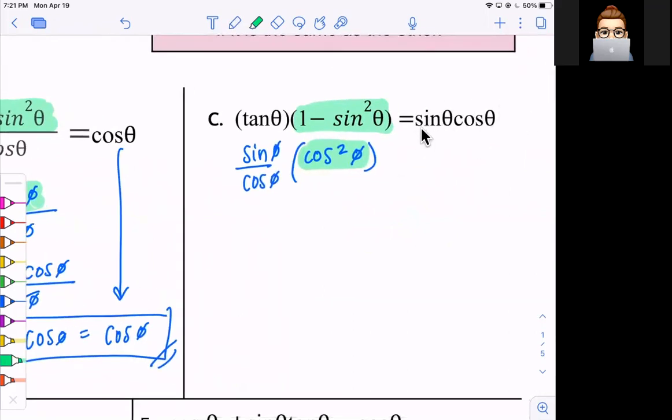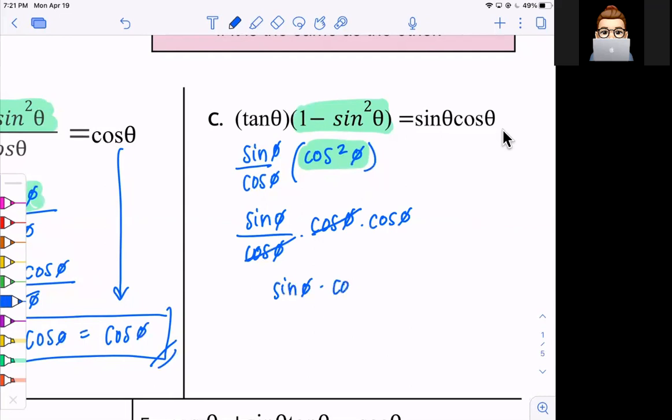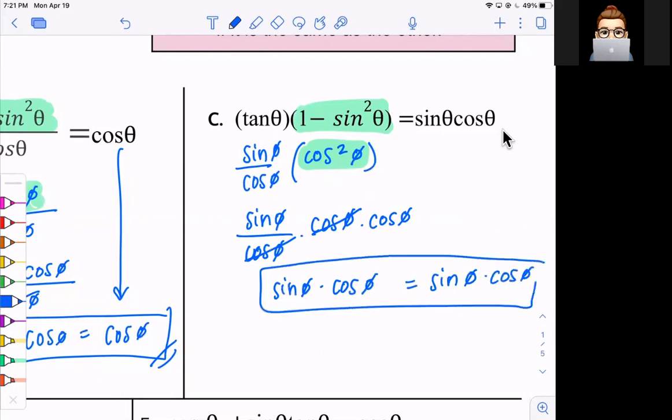So I'm going to try not to touch that side, the less complicated side. I'm not going to touch it unless I have to. So here I would have sine theta over cosine theta times cosine theta over cosine theta. I'm going to go ahead and cancel. That's going to leave me with sine theta times cosine theta equal to sine times cosine. So they are equivalent to each other, right? This is what we call verified.